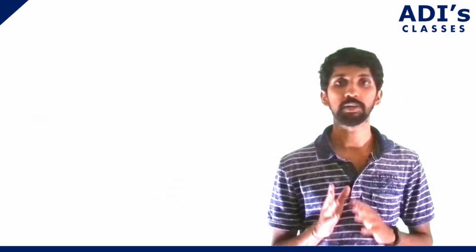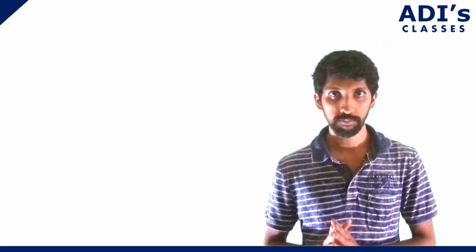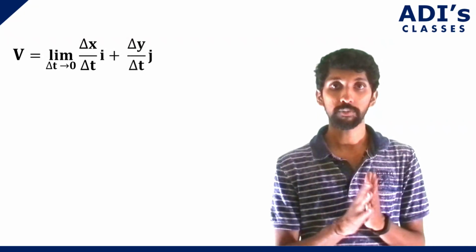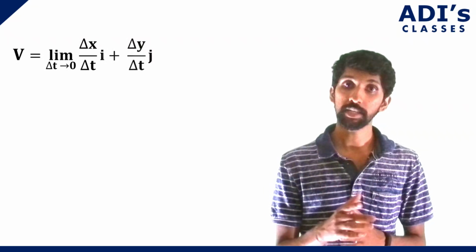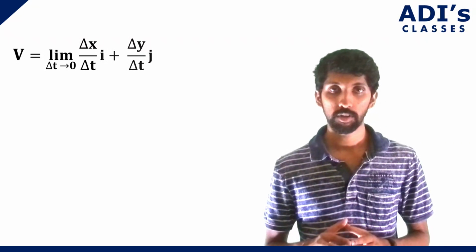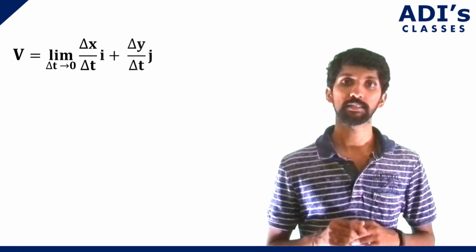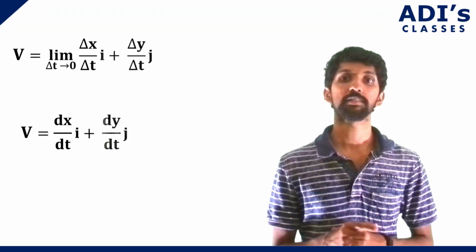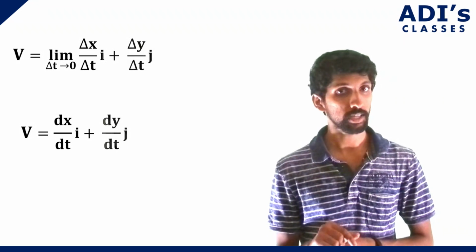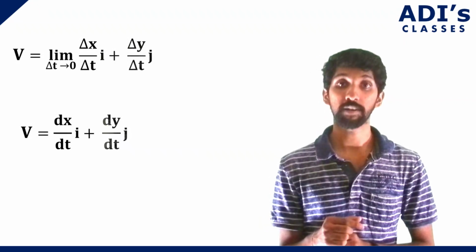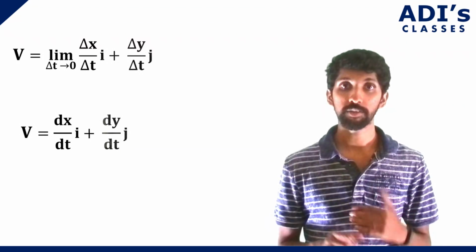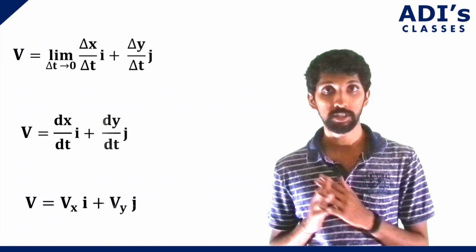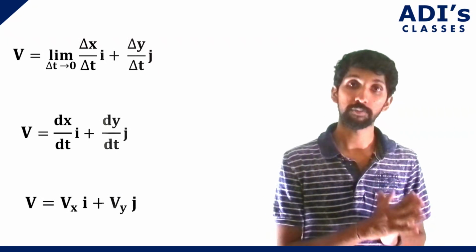Now what we do is we take something known as a limit. You have not studied limits as of now, so with this example I'll explain what limits are. We take the limit as delta t tends to 0. If you apply that, you will get dx by dt into i cap plus dy by dt into j cap. Now dx by dt and dy by dt, we call them vx into i plus vy into j. So this is your velocity.